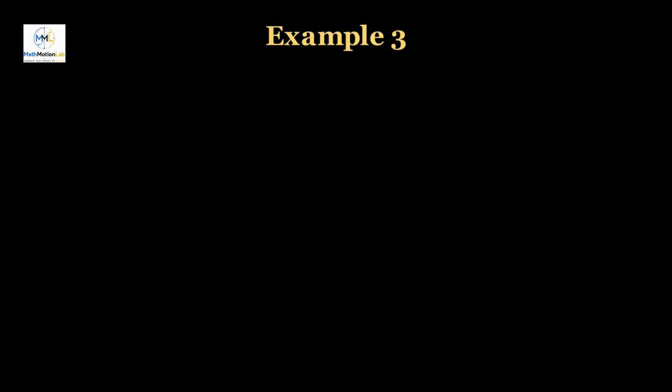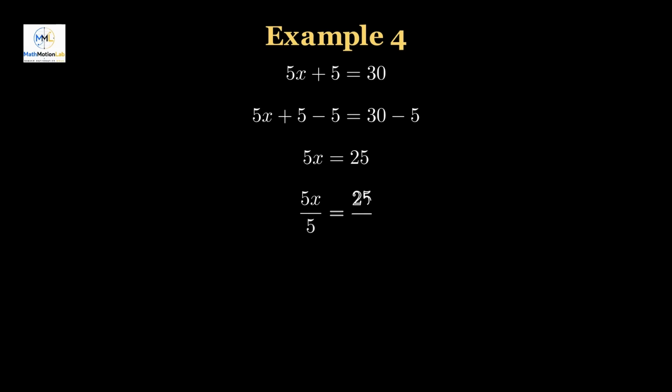Let's look at one final example. Example 4. Our fourth example is 5x plus 5 equals 30. The constant is positive 5. Subtract 5 from both sides of the equation. This gives 5x equals 25. Finally, divide both sides by 5. The solution is x equals 5. Excellent! You have now solved 4 multi-step linear equations using the same systematic approach.